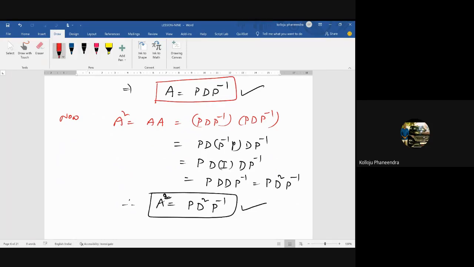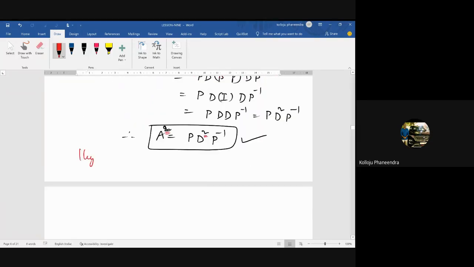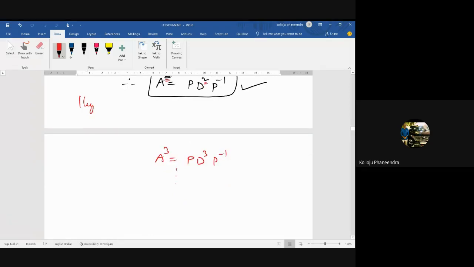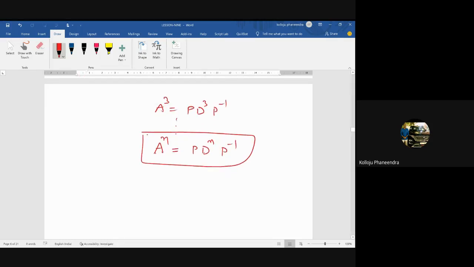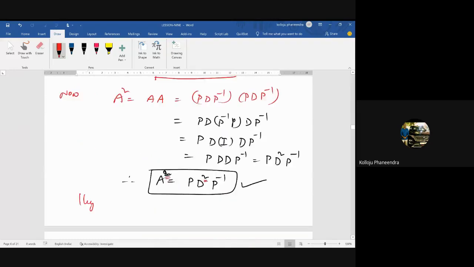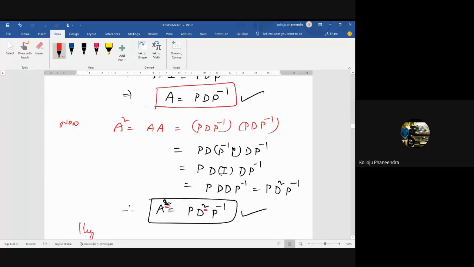That means whenever A is squared, we get D square. Similarly, I can write A cube equal to P D cube P inverse. In general, if I want to find A power n, then this becomes P D power n P inverse. That's it. This is one use of similarity transformation: to calculate powers of a matrix. This is about diagonalization by using similarity transformation, the first topic.